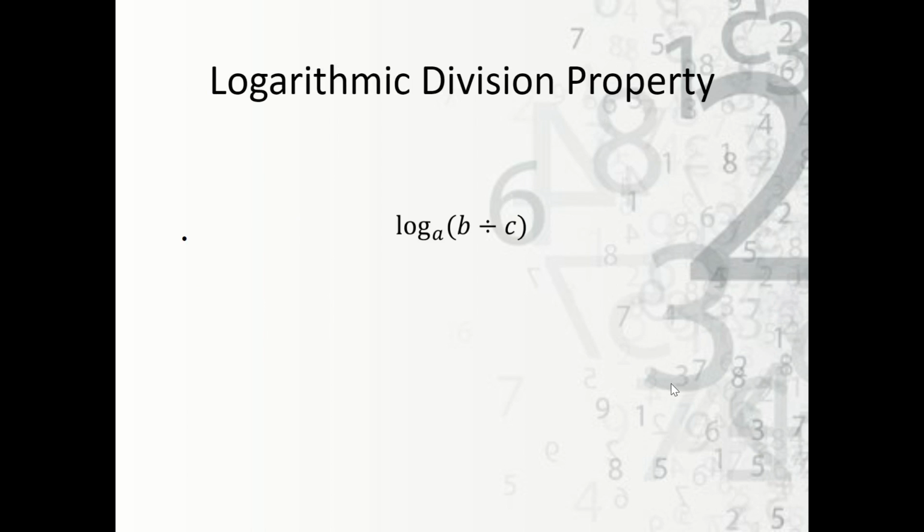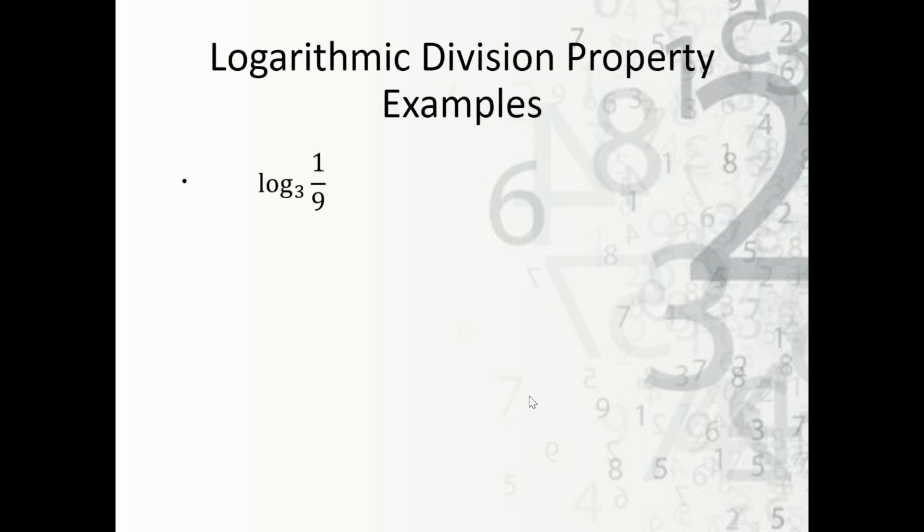Now, the division property. We could also write these as division. This especially works well if our part here is a fraction. So we have log base a of b divided by c. And when we rewrite that, it's also equal to log base a of b minus log base a of c. So let's take a look at how this works.